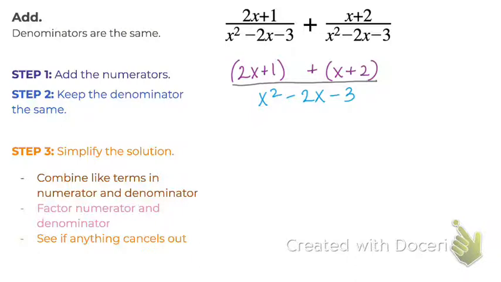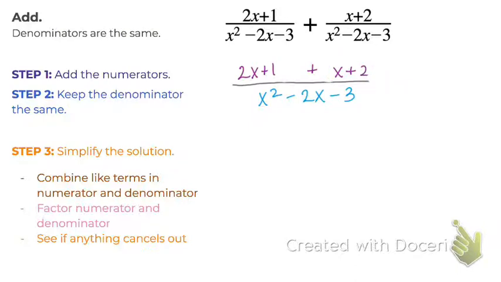So our first step is to look at both the numerator and the denominator and see if there's any like terms that we can combine. When we're looking at the numerator, we are adding 2x plus 1 to x plus 2. Since we're adding them together, we actually don't need these parentheses. We can just erase them to simplify it a bit.